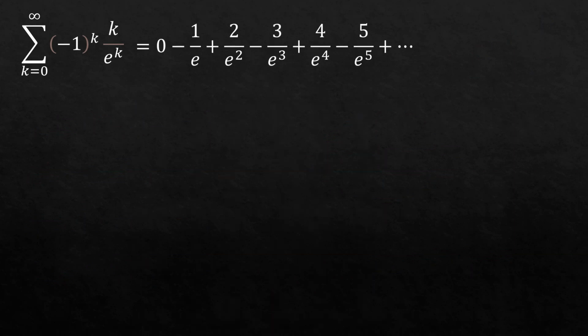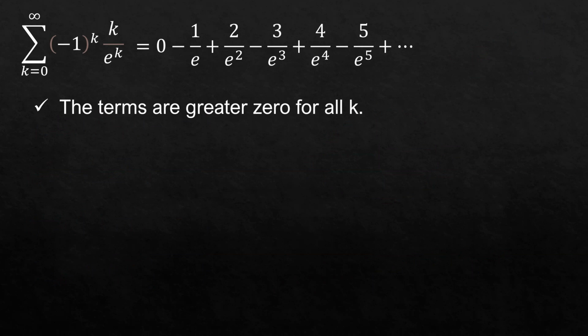Okay, this looks like an alternating series. It's got negative 1 to the k power. So let's go and verify. But before we do that, let's just make sure by writing it out, just to get a feel of how it looks like. Okay, and there it is. The terms are greater than 0 for all k.